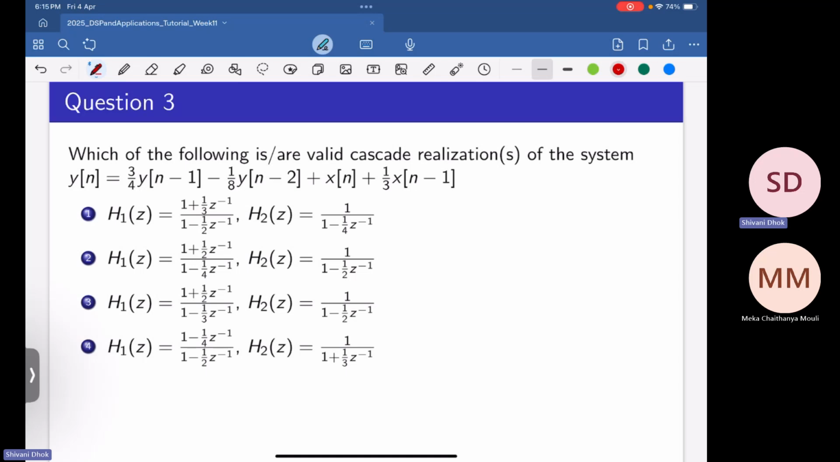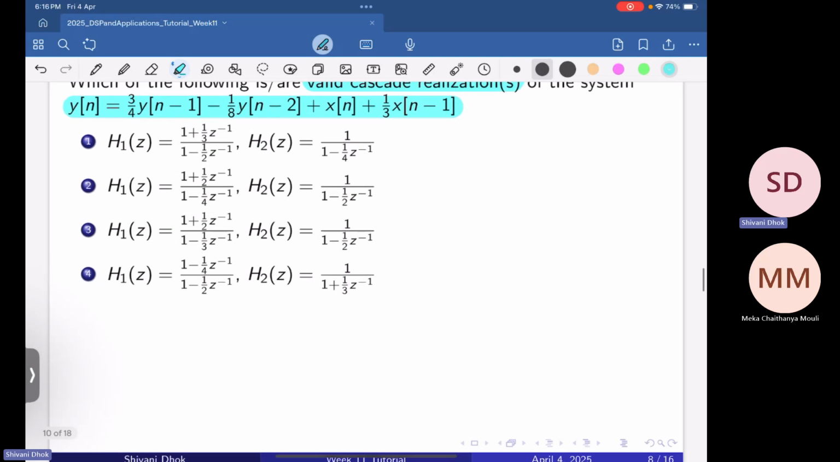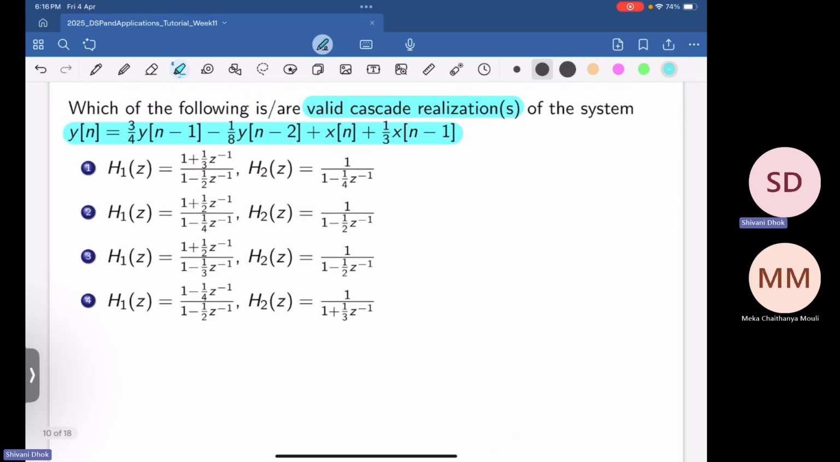Okay, so this question says, which of the following are valid cascade realizations of the system y(n) equal to 3/4 y(n-1) minus 1/8 y(n-2) plus x(n) plus 1/3 x(n-1). We need to figure out from the four given options which one is a valid cascade realization for this system. In order to do that, first we should know the transfer function, or the system function. So let us try to get that.